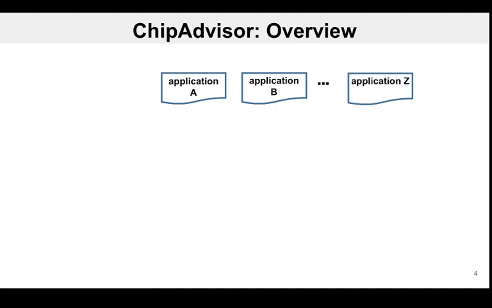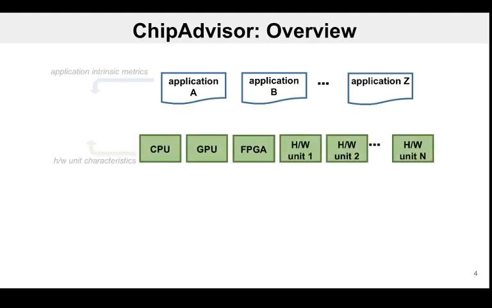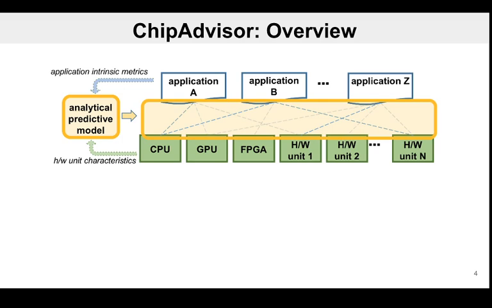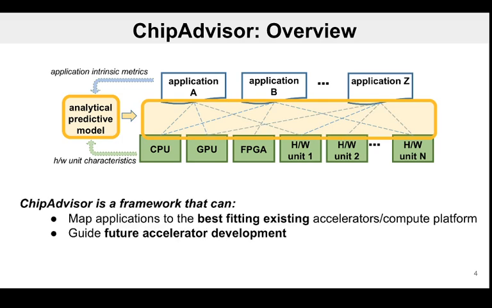To give an overview, let's say we have multiple applications and hardware units. And Chip Advisor is an analytical model that takes both properties of application and hardware and decides where to run all given applications. This helps with mapping applications to the best existing accelerator, telling us which hardware unit is going to give us the best performance or energy efficiency. Or if all available accelerators are not meeting our requirements, it will guide us about what type of accelerators we should build in the future.